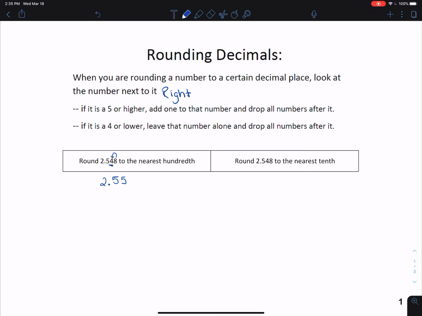If I look at that same number, 2.548, and round to the nearest tenth, 5 is in the tenths place, and 4 is directly to the right of it. That 4 tells me to leave that 5 alone. So I'll write 2.5, and my answer stays that. I drop any numbers after it.